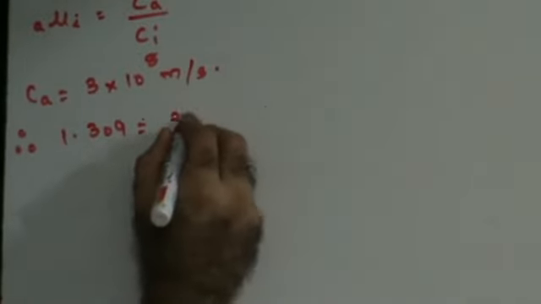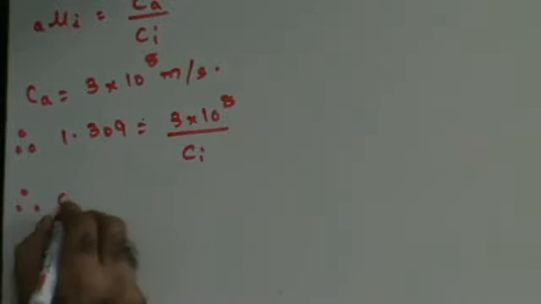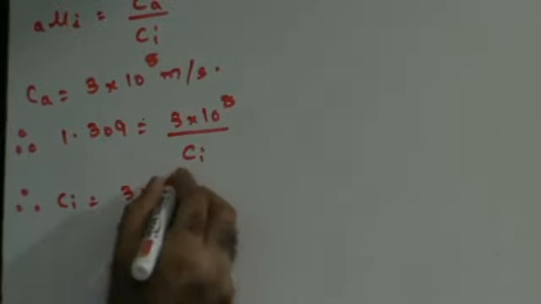Now guys, I can say that refractive index of ice with respect to air is velocity in air upon velocity in ice, right? We know that velocity of light in air is 3 into 10 raised to 8 meters per second. You're supposed to know this by heart. Therefore, refractive index 1.309 is velocity in air, 3 into 10 raised to 8, upon velocity in ice. Hence, velocity in ice is 3 into 10 raised to 8 upon 1.309.